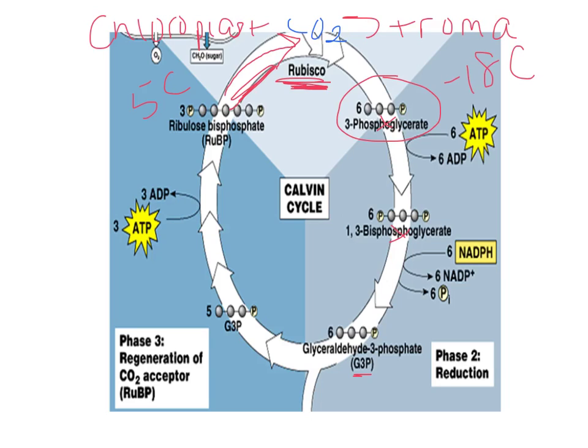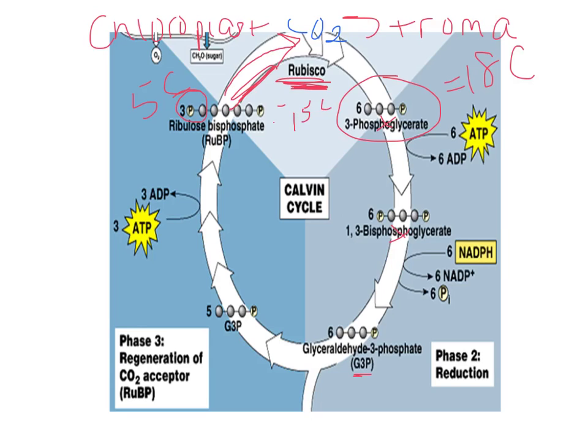So now I'm at 18 carbons. Here I had 3 5-carbon molecules, so I was at 15 carbons. Now I've got my gain. I'm up to 18 carbons. So the ATP is going to be used here to reduce and rearrange.